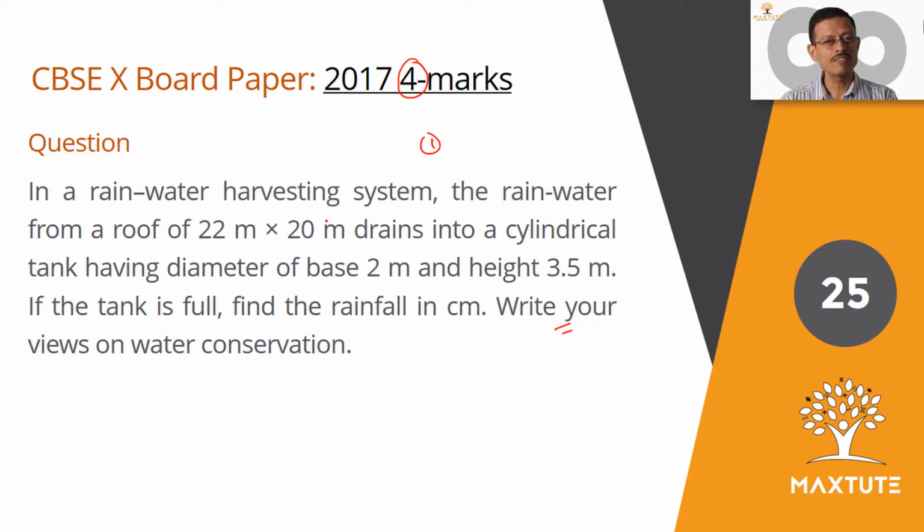In a rainwater harvesting system, the rainwater from a roof of 22 meters by 20 meters drains into a cylindrical tank having diameter of base 2 meters and height 3.5 meters. So the roof is a rectangular roof. Its measurements are given: 22 meters by 20 meters. It drains into a cylindrical tank. The measures are: diameter is 2 meters and height is 3.5 meters. What we need to find out is, if the tank is full, find the rainfall in centimeters.